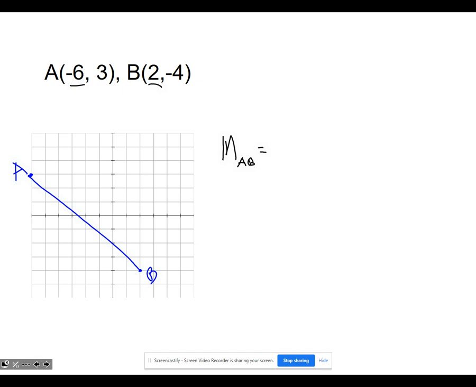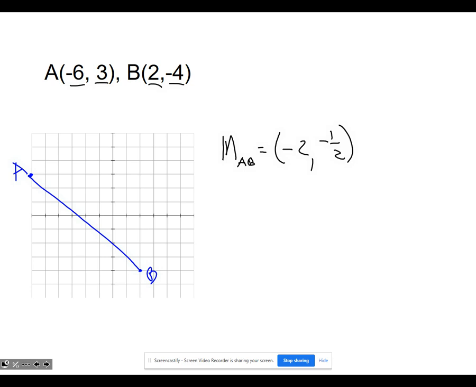-4. And then half of that is -2. I added the two x's and I divided by 2. I didn't have to worry about writing it all out because it was simple enough math. For the y's, 3 plus -4 is -1. -1 divided by 2 is -1/2. There's my midpoint.